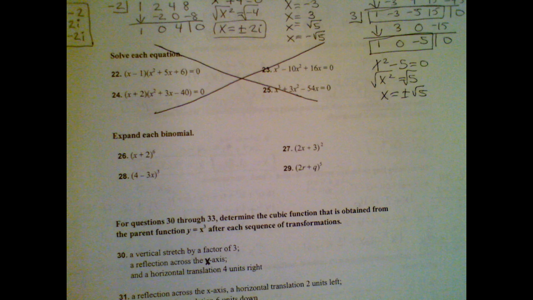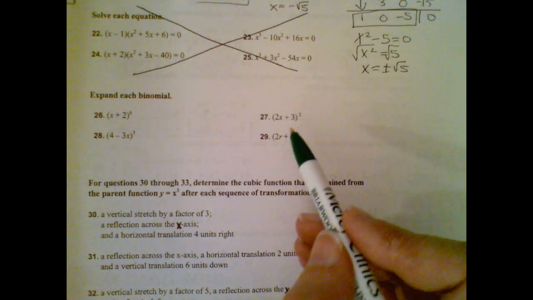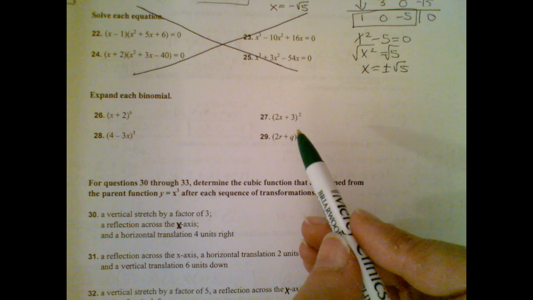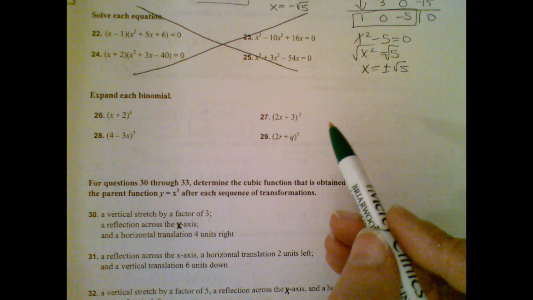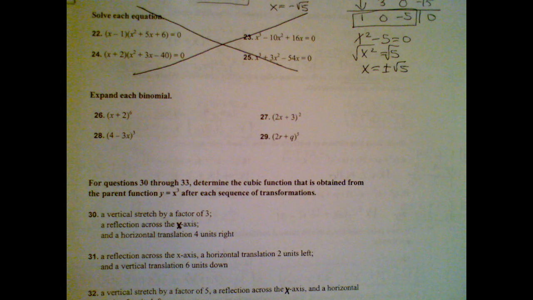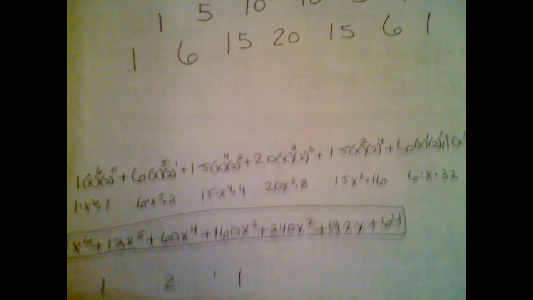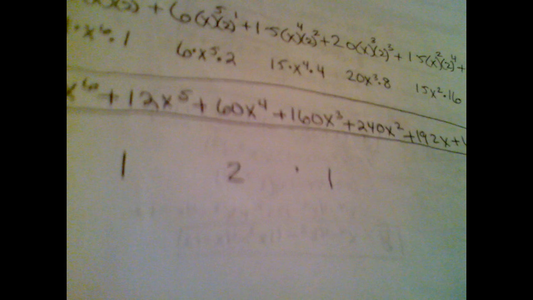Alrighty. Let's do one more of these. For this 27, we have 2x plus 3 to the second power. So we're going to go to Pascal's triangle. We're going to go to the second row. Our second row of numbers is 1, 2, 1. So we're going to spread those out. And then we're going to put a 2x and a positive 3 after each one.